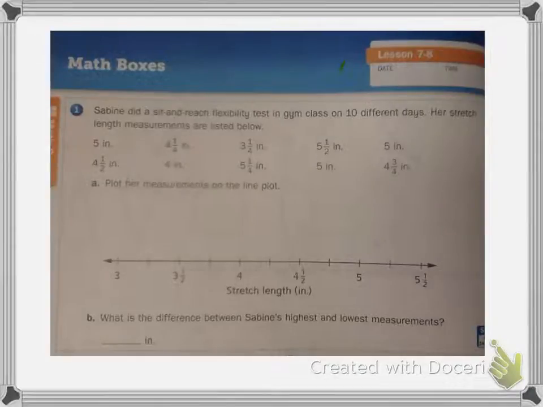Number 1 says Sabine did a sit and reach flexibility test in gym class on 10 different days. Her stretch length measurements are listed below. So A says plot her measurements on the point.